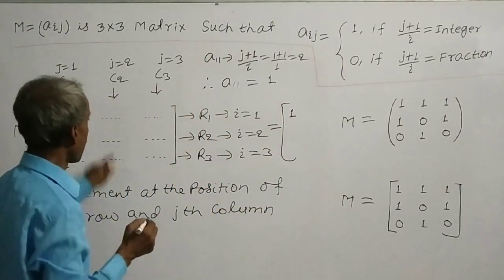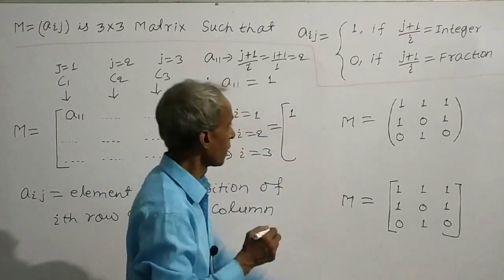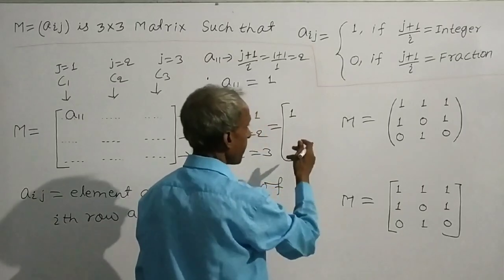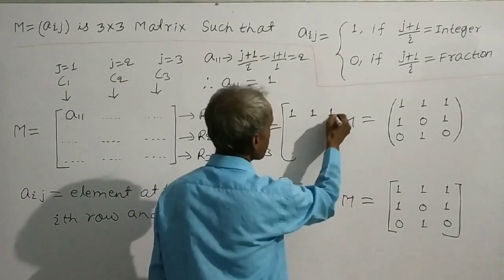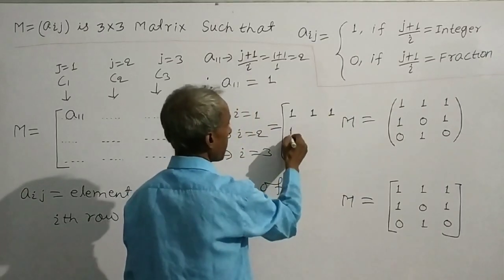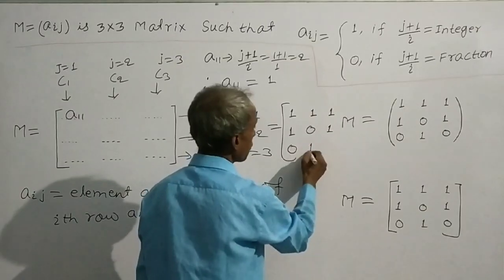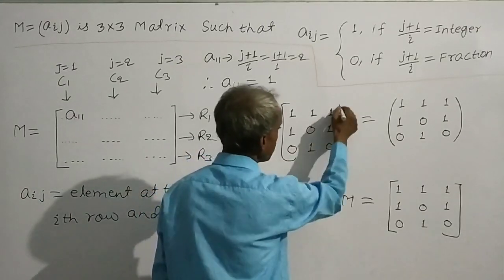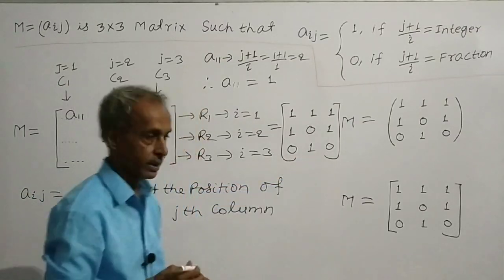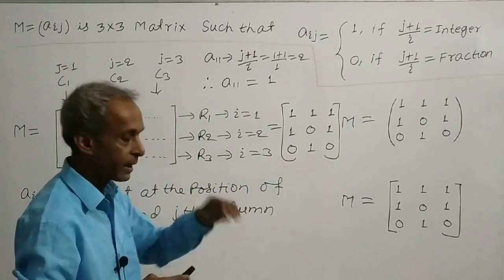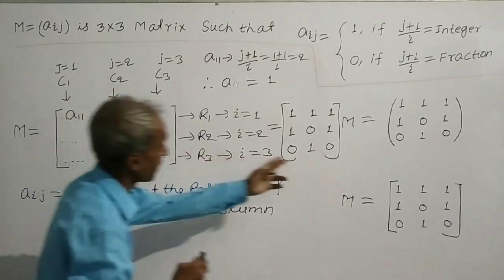Similarly, we can find the number at this position by using this rule. Then we will see that the number at this position will also be 1. The number at this position will be 1. Here will be 1, here will be 0, here will be 1, here will be 0, here will be 1, here will be 0. That means M is equal to this matrix. So, the first thing we will do is find matrix M.